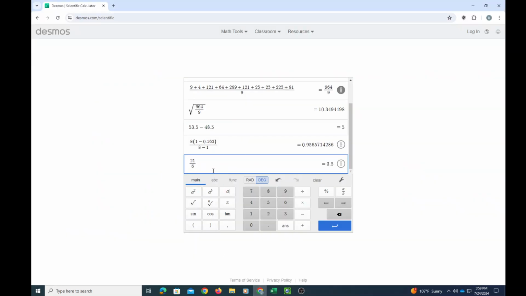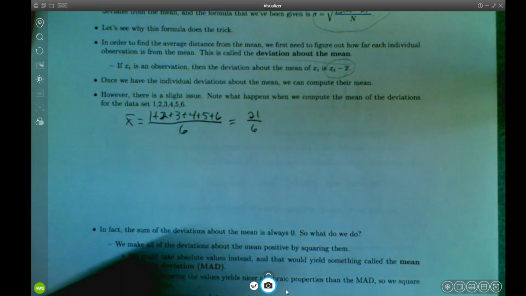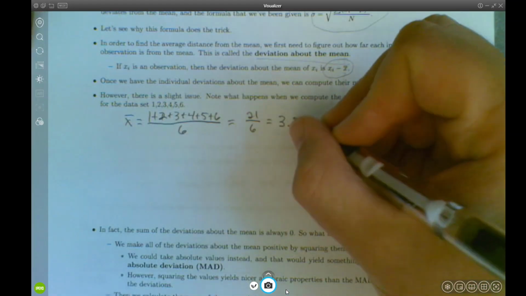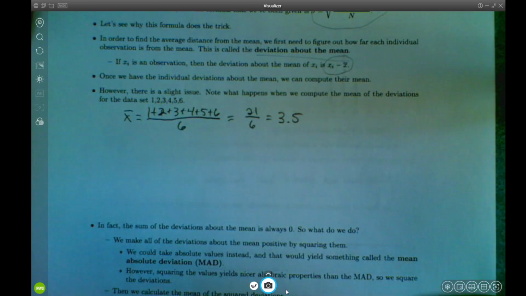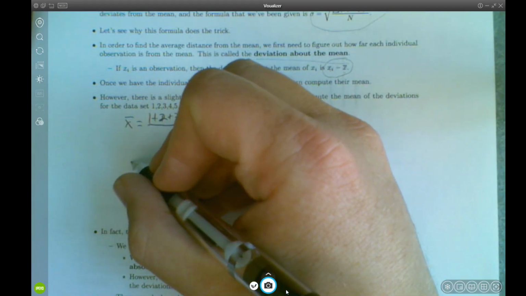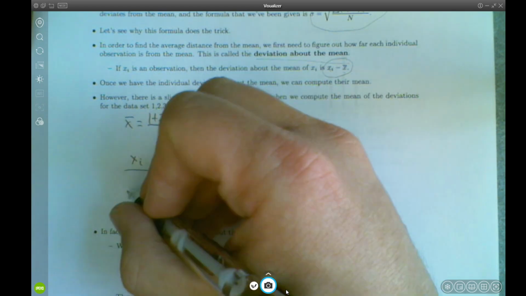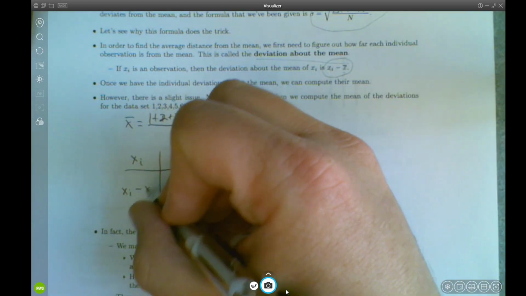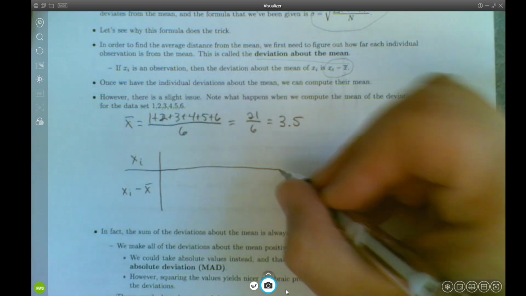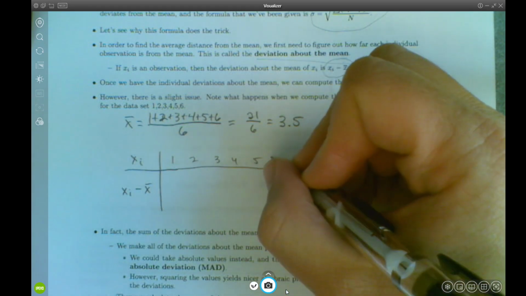21 divided by 6 is 3.5. Okay, now we can compute the individual deviations about the mean. Let me just make a little chart for this. So I'll have each observation and then its deviation from the mean. So we have 1, 2, 3, 4, 5, and 6.